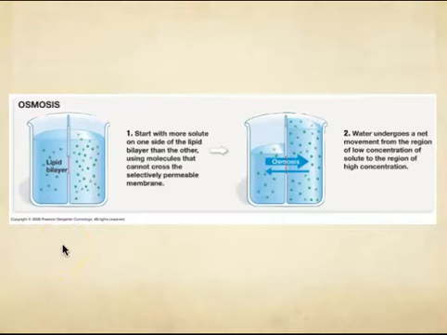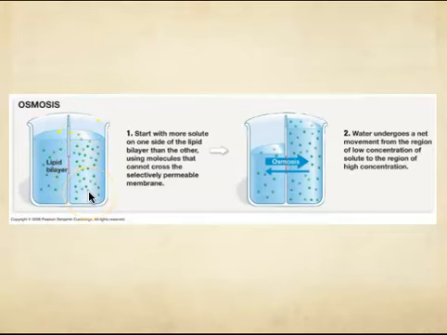Now, what makes osmosis strange is that the water will move in the opposite direction than what we would predict for particle movement. We would predict that particles would go from the side with the high concentration toward the side with the low concentration. Water is going to do exactly the opposite. Water is going to move from the side where there's a low concentration of particles towards the side where there's a high concentration of particles.